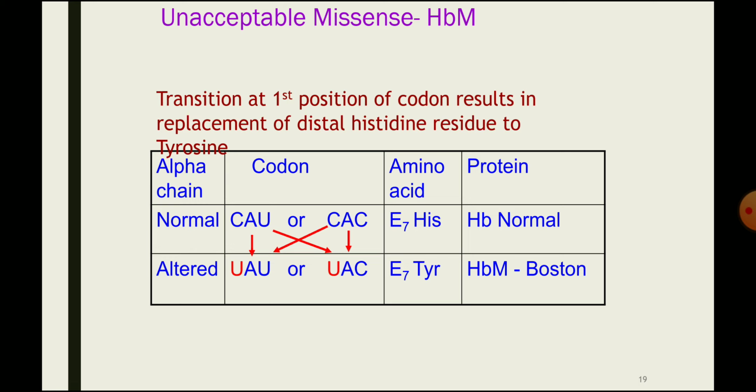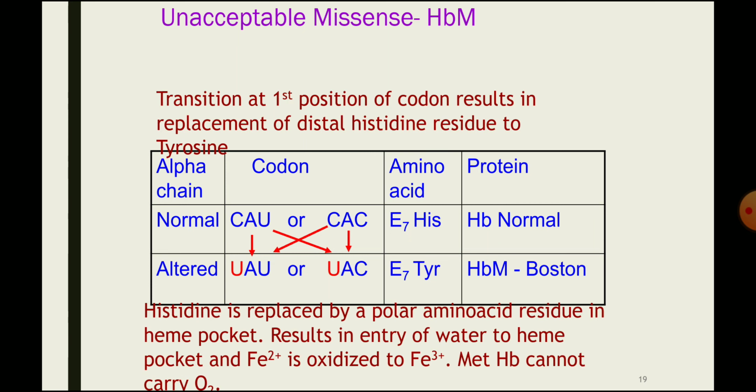Then the unacceptable mutation, or the missense mutation, is a transition at the first position of the codon that results in the replacement of the distal histidine residue by tyrosine. This is the example of an unacceptable mutation, where CAU or CAC is converted to UAU or UAC. That is again a substitution by transition: cytosine is converted to uracil. So the distal histidine is converted to tyrosine, and that is hemoglobin M.